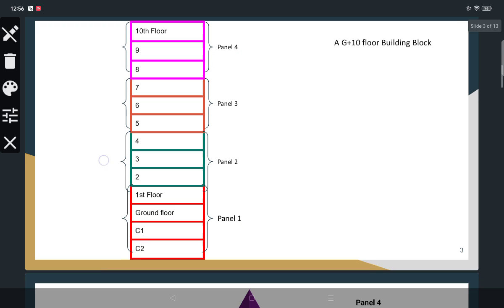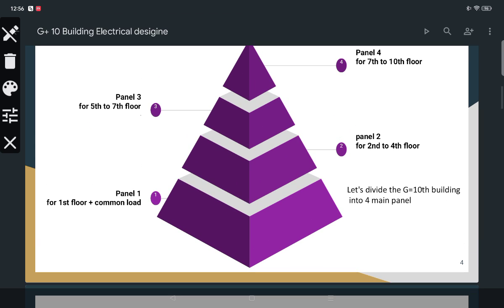Now, in the same way, I will show you in the pyramid section. Panel 1 is for the first floor load as well as the common load. The C1 and C2 we classify as common load. Let's divide the G plus 10 floor building into 4 main parts. First is the common load plus first floor load in one panel, then this is for the second panel, this is for the third panel, and this is for the fourth panel, for every 3 floors. That's looking quite nice.